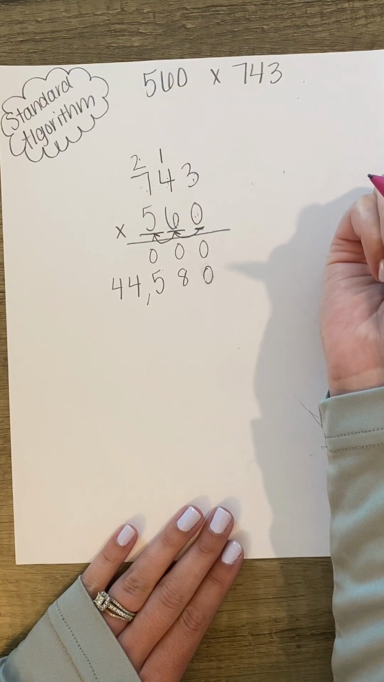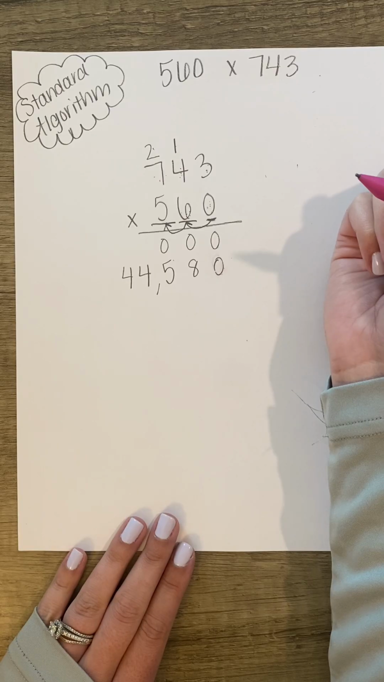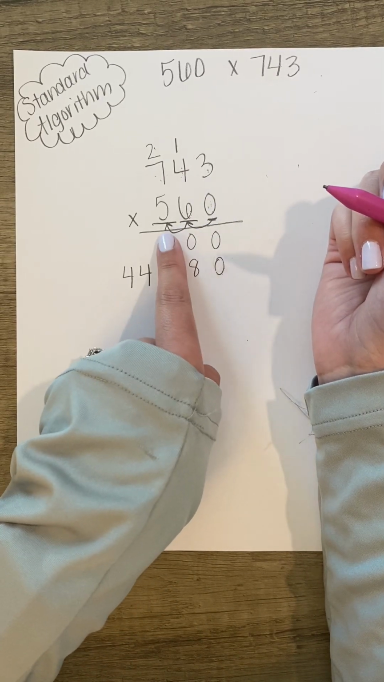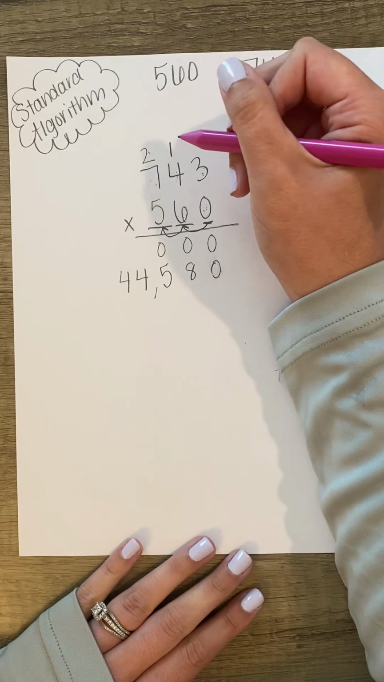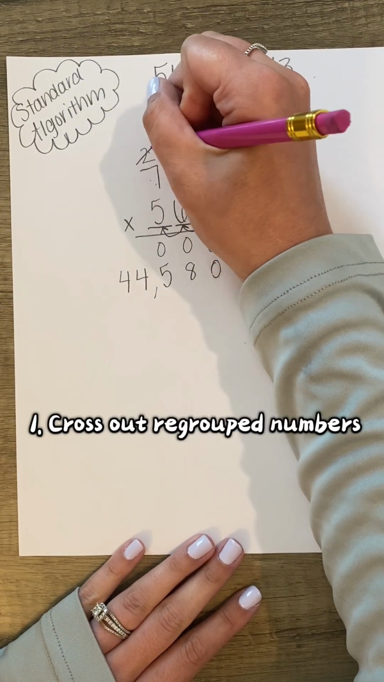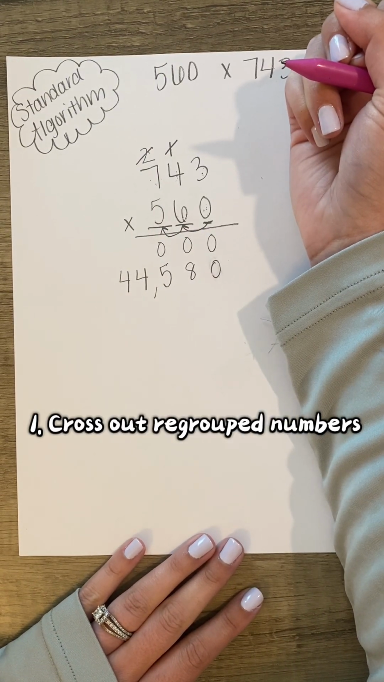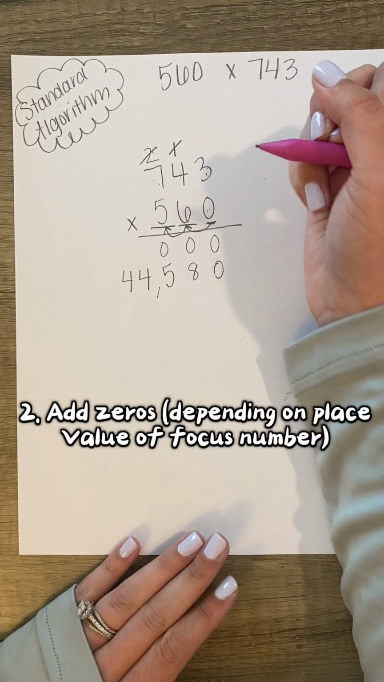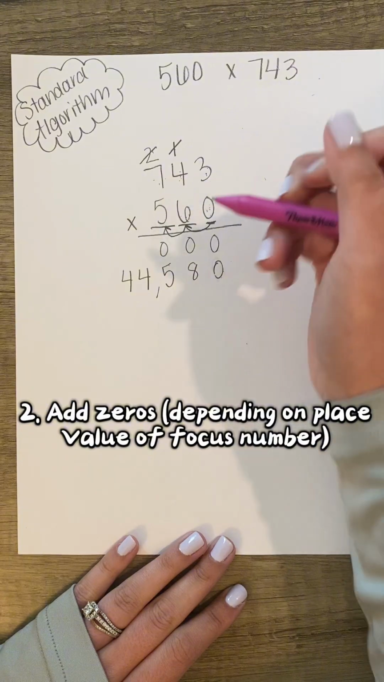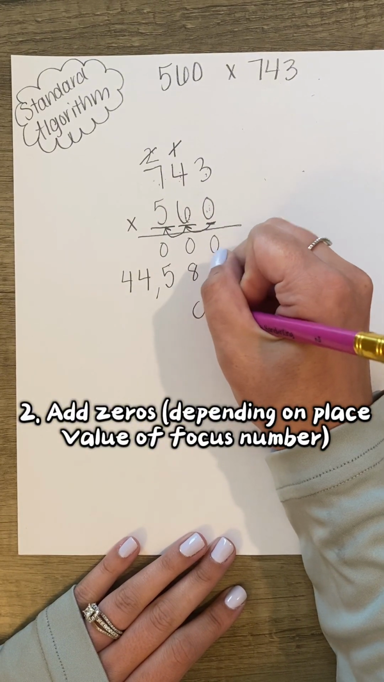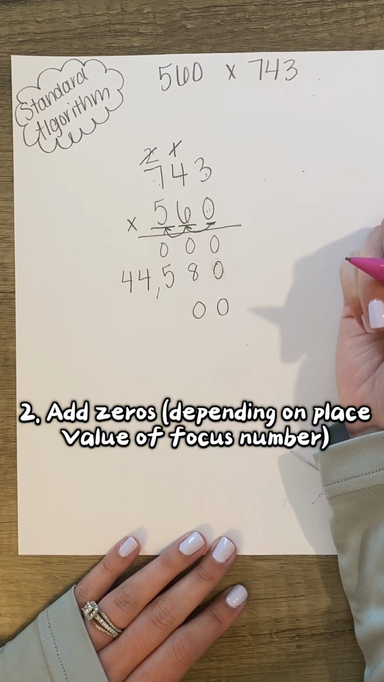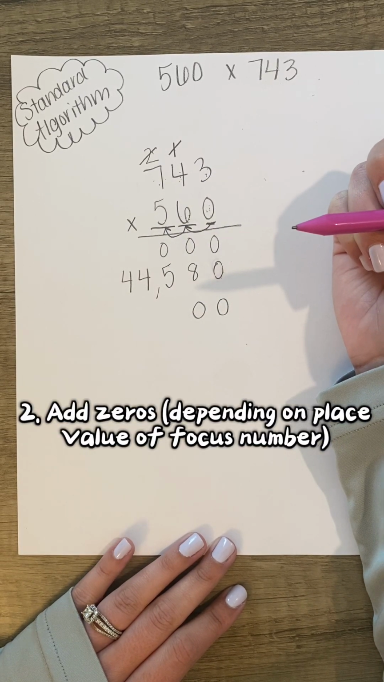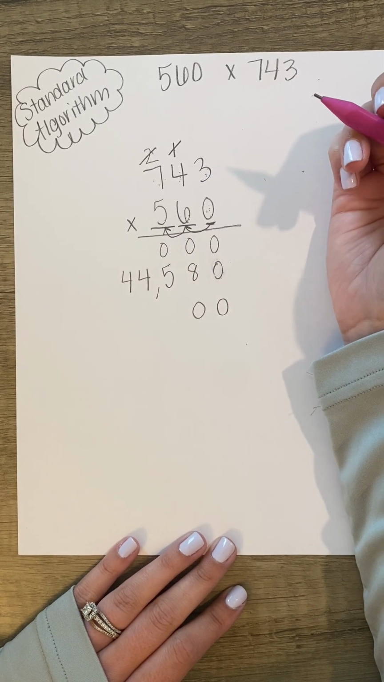hundreds place. So now we're focusing on the 5. That is our focus number. So I tell my students that every time we switch numbers, there's 2 things that need to happen. We need to get rid of what we've regrouped because that could be confusing if there's a whole bunch of numbers just floating up top. And we need to add our zeros. So because now we're in the hundreds place, we have to add 2 zeros before we start multiplying to show that we are multiplying by 500 and not just 5. And then we just start the process over again.